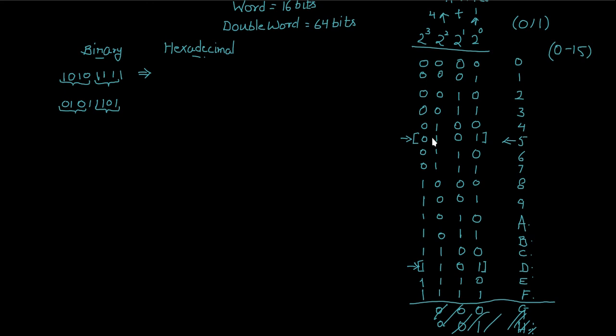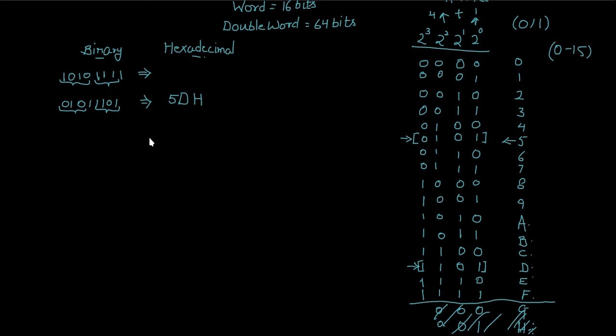So to display this whole number in the hexadecimal format, what I will just do is I will first write the representation of 0101 as 5 and then 1101 as D. So now we have seen how we can actually convert a binary number into a hexadecimal number. So to represent that this is indeed a hexadecimal number, we write H in front of it.